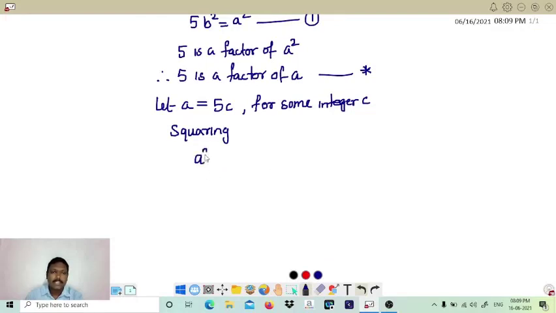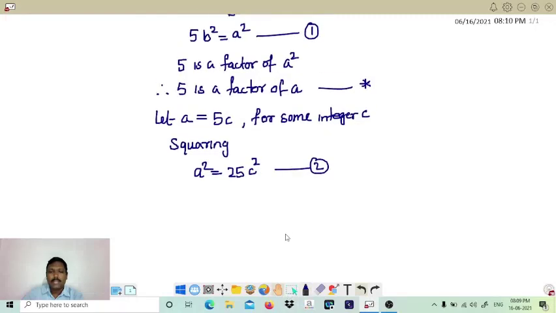A squared is equal to how much? A squared is equal to 25c squared. Keep it as equation number 2. Now look at equation number 1 and 2.